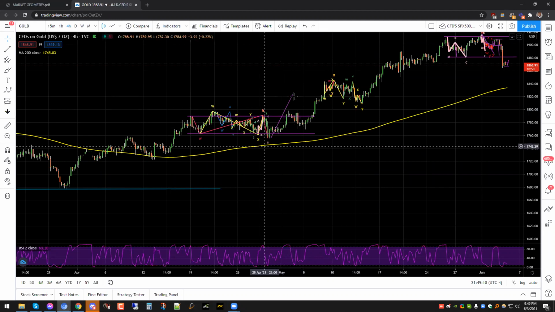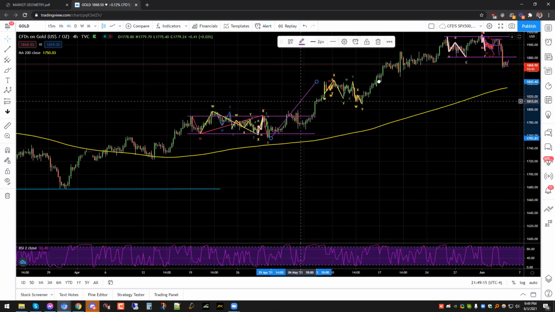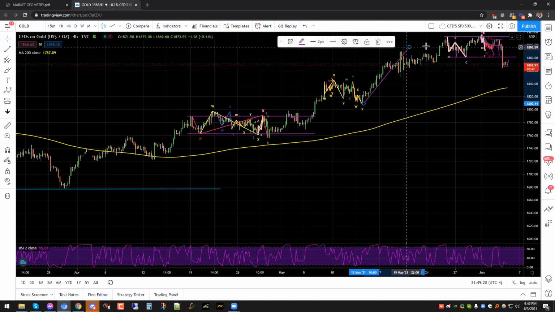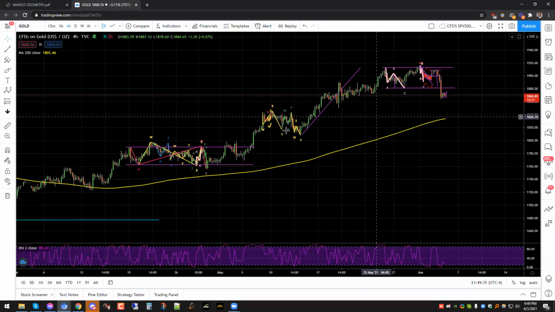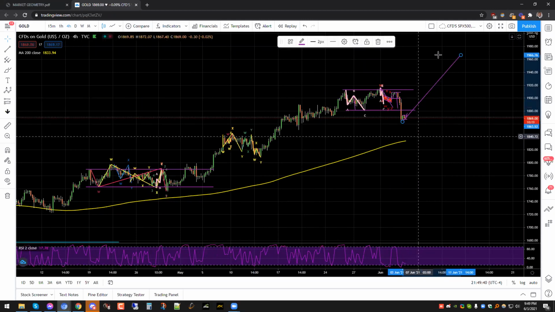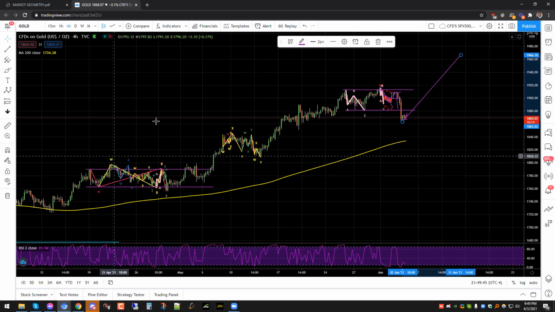So we got this move up. If I measure this move and project it after this correction, you can see here that I got to my profit target as well. As soon as I reach my profit target, I'm out of the trade, and you can see that we go into correction again. If we go into correction again, I simply measure that move and project that into the future as well. And potentially this could be our next profit target.